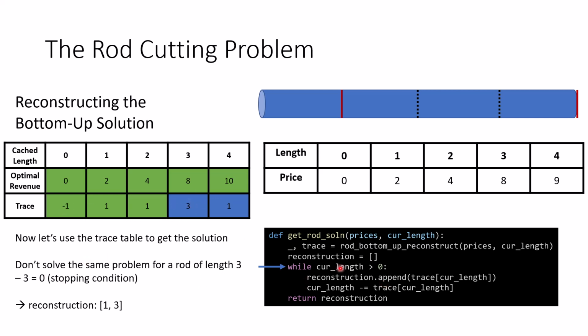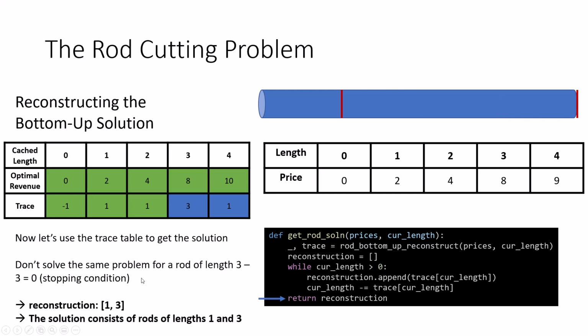And that's just going to denote a stopping condition because, as you can see here, I already cut up to the end of my rod. So when I reached a current length of 0, that means I have nothing else to do, and I'm pretty much done. And this is my final solution.